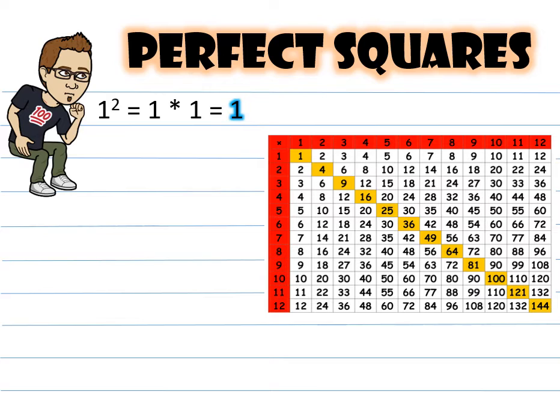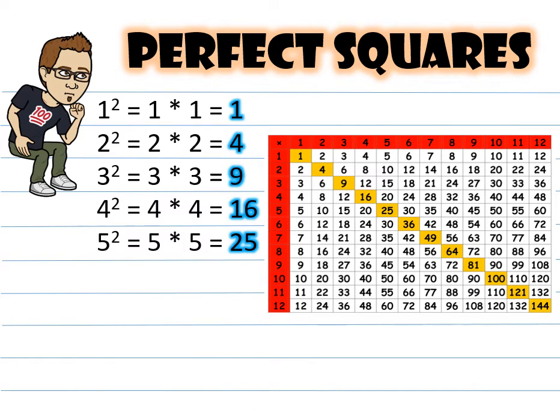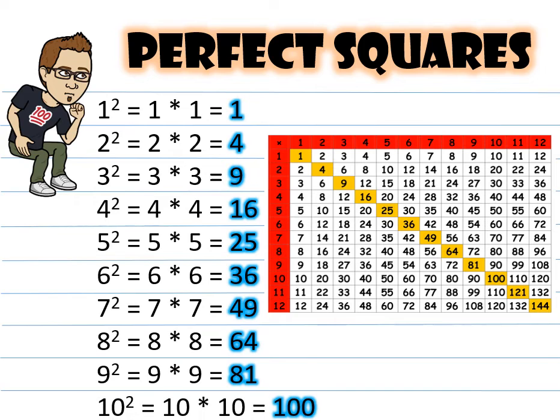Here are some perfect squares I would like you to memorize. 1 to the second power is 1, 2 to the second power is 4, 3 to the second power is 9, 4 to the second power is 16, 5 to the second power is 25, 6 times 6 is 36, 7 times 7 is 49, 8 times 8 is 64, 9 times 9 is 81, and 10 times 10 is 100. You should already know those because they appear on your times table right here in the center.